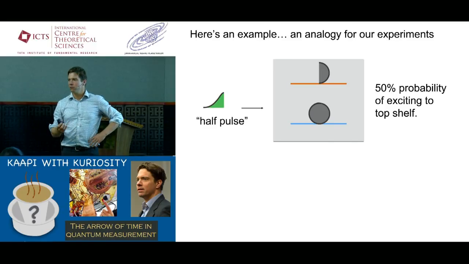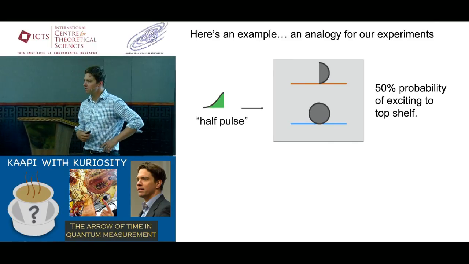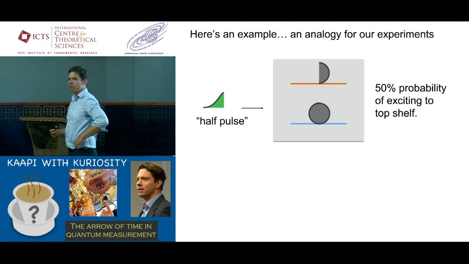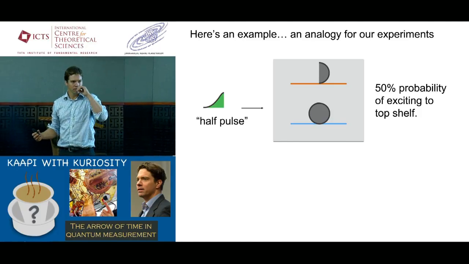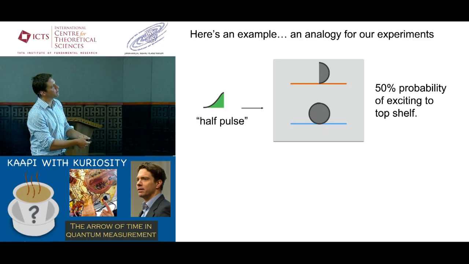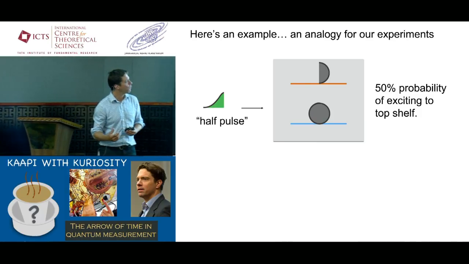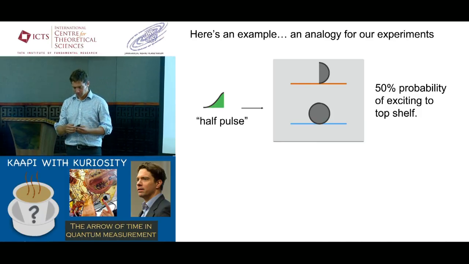So you might conclude that this half pulse has a 50% probability of exciting it to the top shelf. That it just works half the time, right? It turns out what's going on is much, much deeper than that. It has to do with these quantum superpositions. And let me prove that to you by way of a counterexample, okay? So let's assume that this is right, that it's really a 50% probability of exciting the ball to the top shelf. That is, it just works half the time.